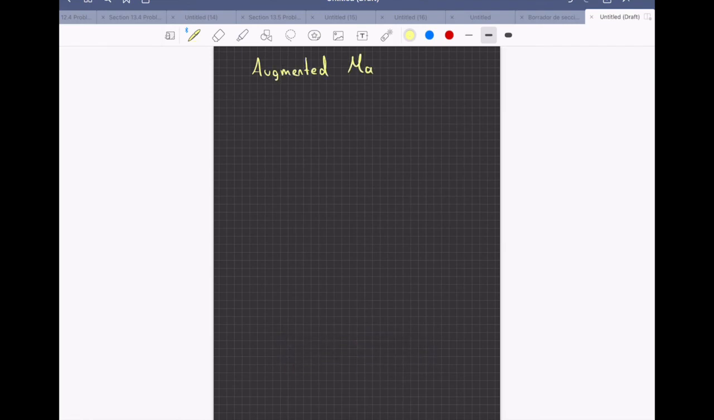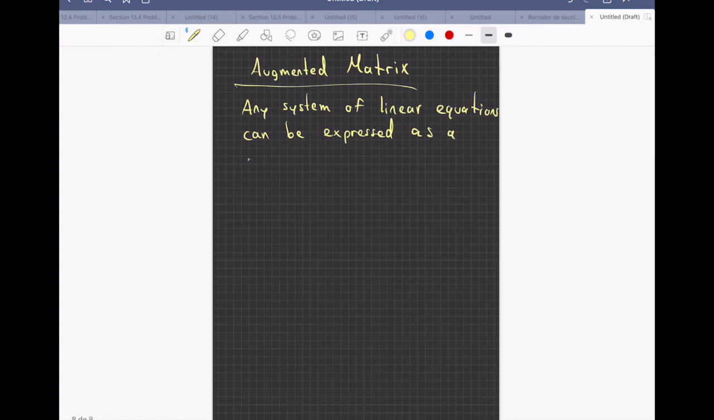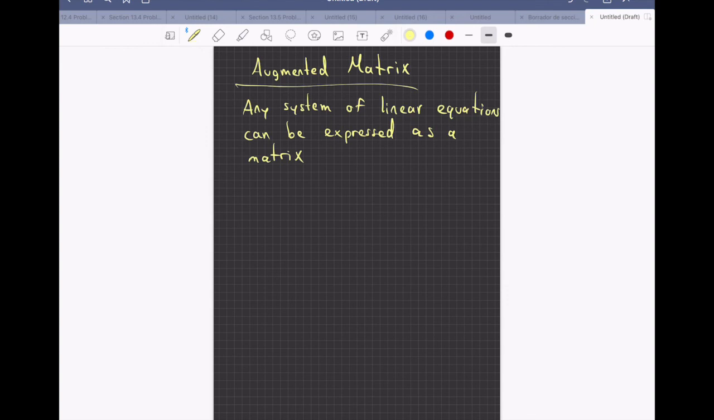Augmented matrix. Any system of linear equations can be expressed as a matrix that is called the augmented matrix.